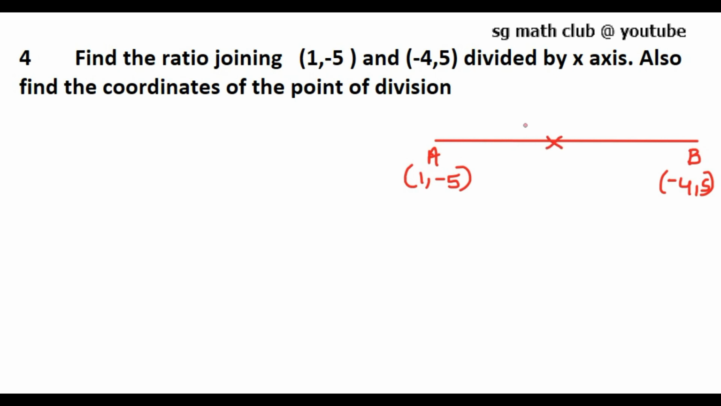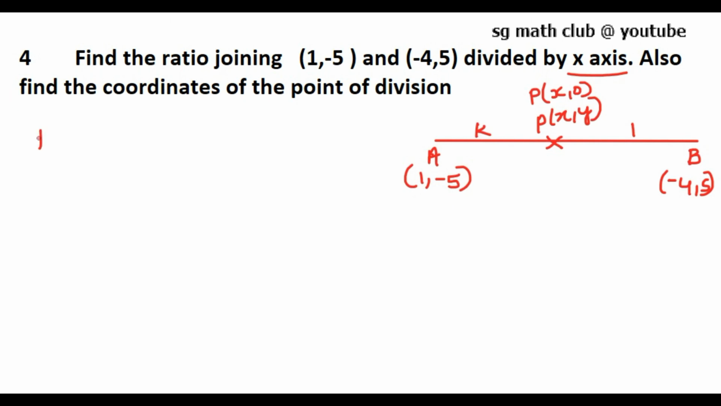So how will you find it? The coordinates of P and the ratio are not given, but they have given that this line segment is divided by the x-axis, and we know that any point on the x-axis will be of the form (x0, 0). So I can write the coordinates of P as (x0, 0), and the ratio we don't know, so I am going to take it as k:1.